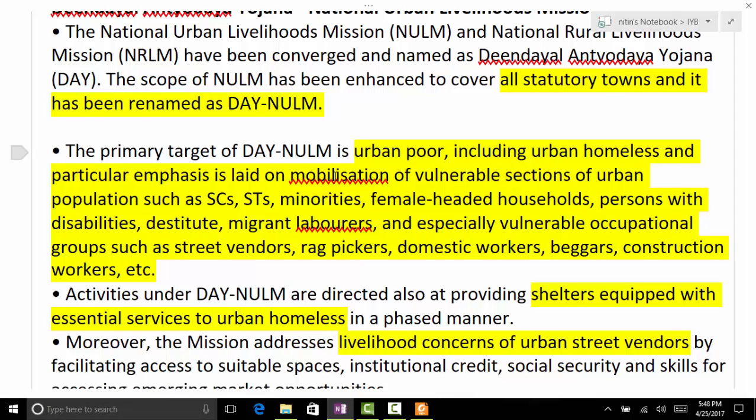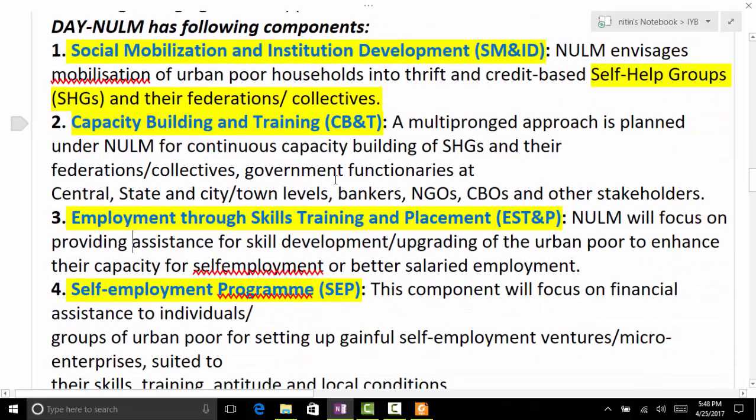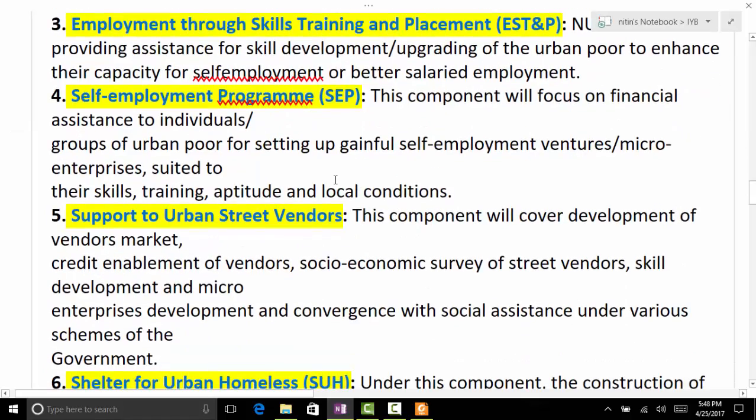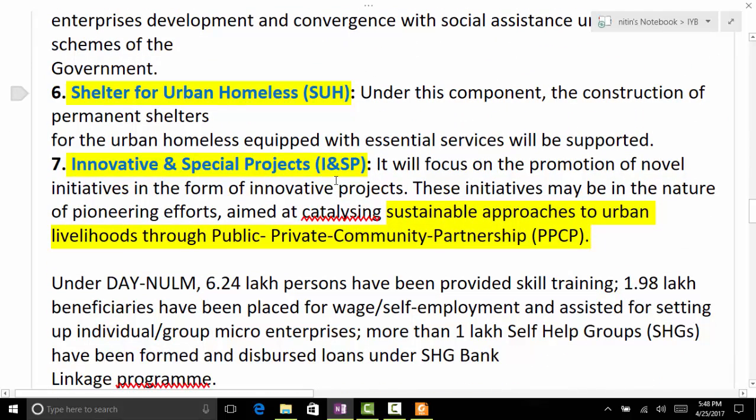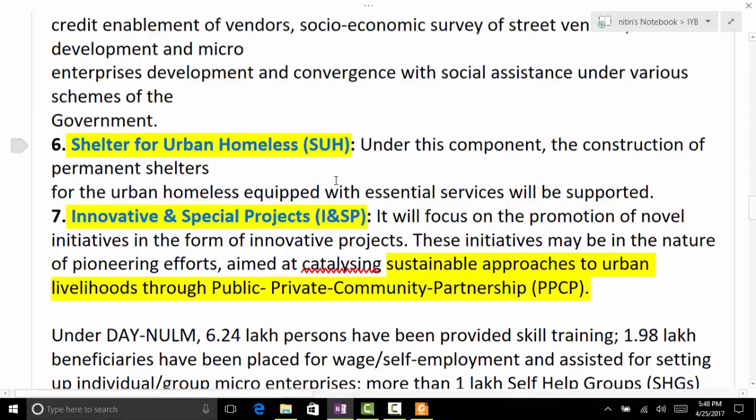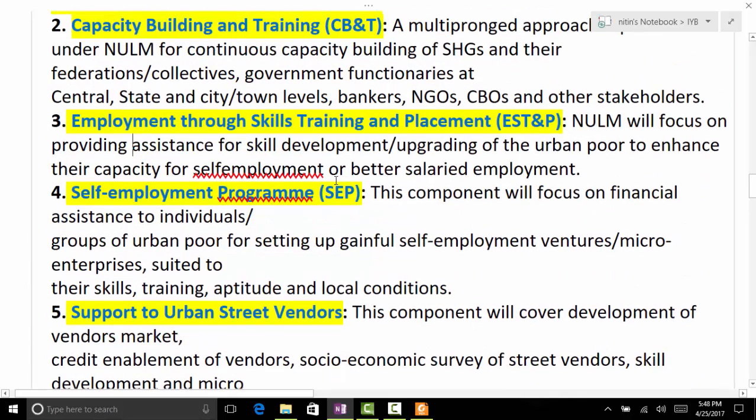Fourth, self-employment. Fifth is urban vendor, and then shelter to homeless. Then finally, innovative and special projects. So you can remember the components by looking over the objective.